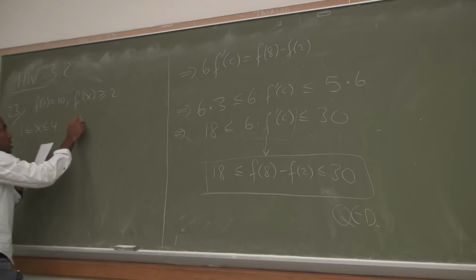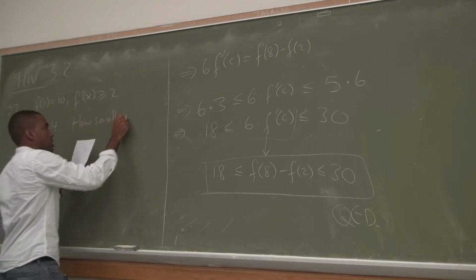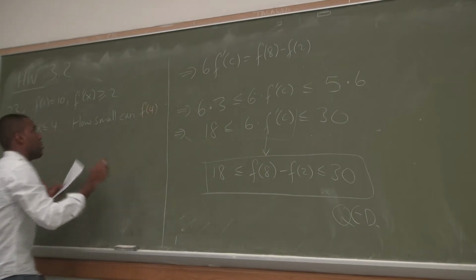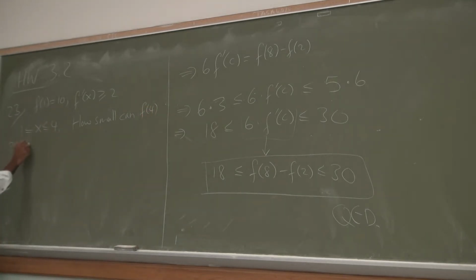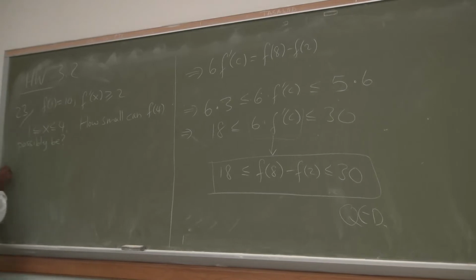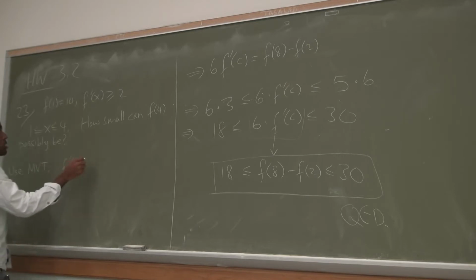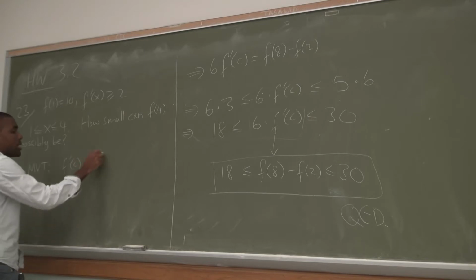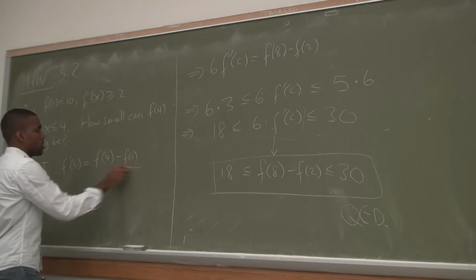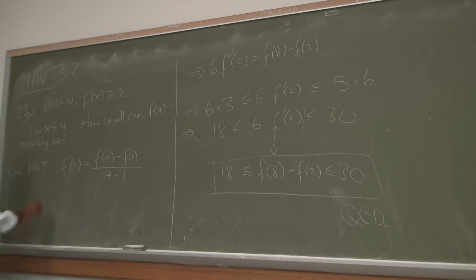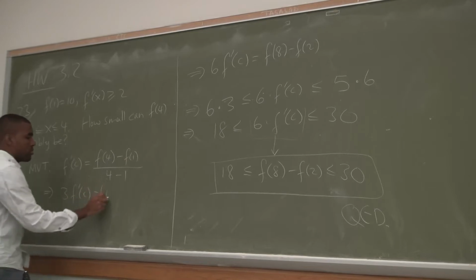How small can f of 4 possibly be? Again, here I use the mean value theorem. I know that f prime of c is equal to f of 4 minus f of 1 over 4 minus 1. This means that 3 f prime of c is equal to f of 4 minus f of 1.